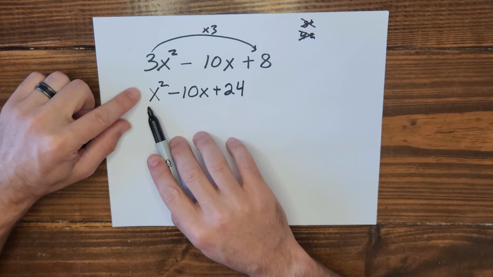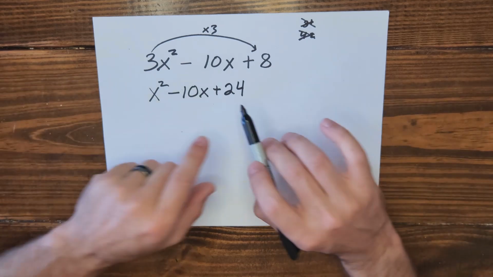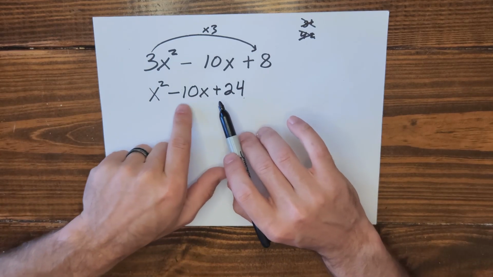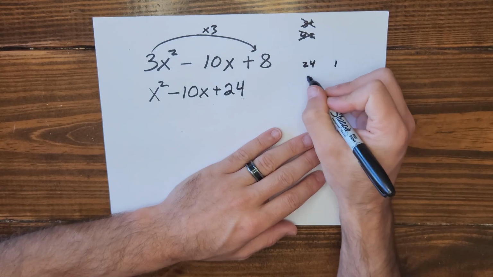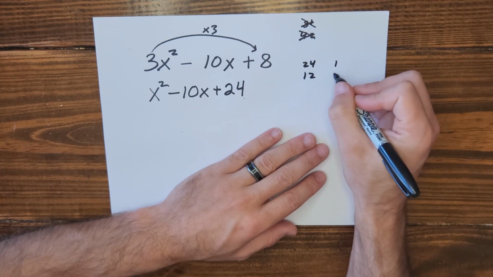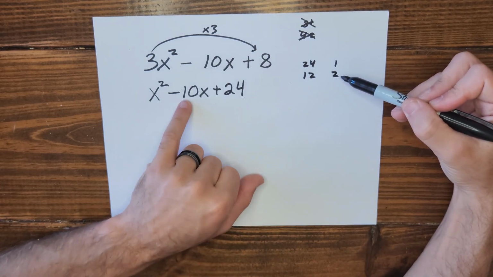We have a 1 in front of our x squared. We have our basic numbers. Now we can look at factoring. So, factors of 24 that add up to give me 10. So let's think of the factors of 24. We have 24 and 1. We have 12 and 2. Now be careful, because if you notice, 12 minus 2 gives me 10.